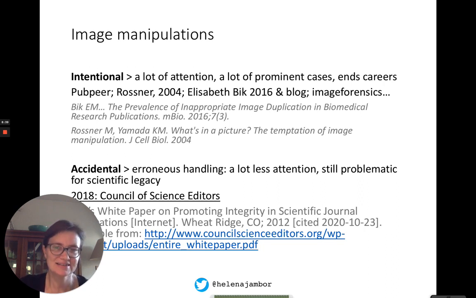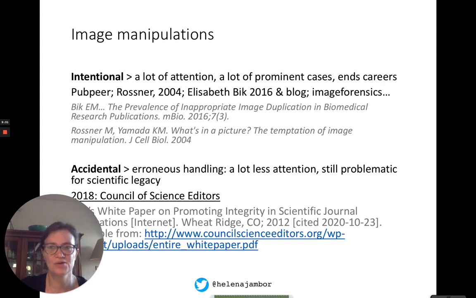They get a lot less attention since it's not intentional. And they are still very problematic actually for the scientific legacy. If we think that there are many of those in publications, we really need to worry about whether the data is at all useful in the future.